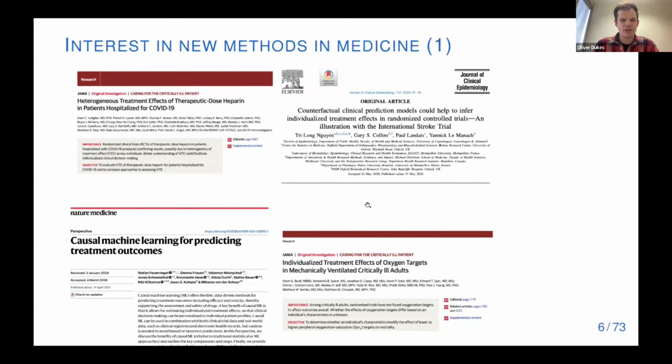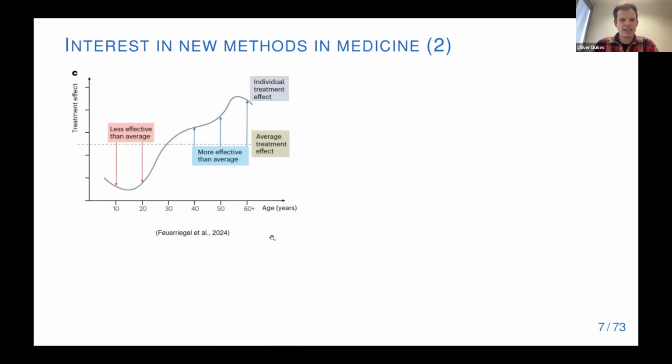Here are a few references on the slide where these methods have been tried out or discussed for practitioners. This is a figure from the article at the bottom left, a tutorial paper on causal machine learning in Nature Methods. Here we have a possible CATE curve, with age on the x-axis and the treatment effect on the y-axis. We see that treatment seems to be less effective for younger patients and increasingly effective for older patients.